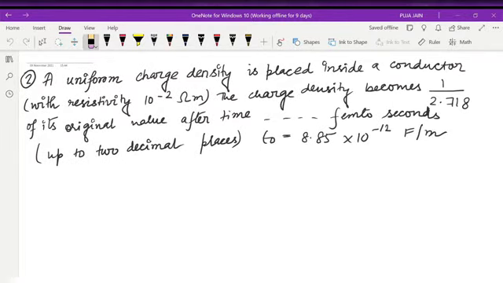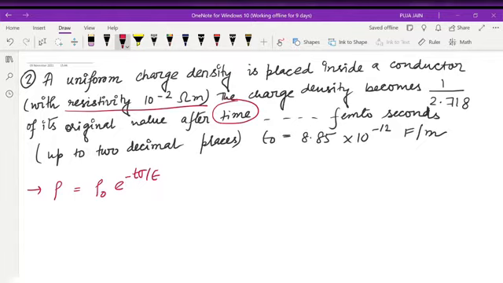A uniform charge density is placed inside a conductor with resistivity 10 to the power minus 2. This time they have given the resistivity. The charge density becomes 1 by 2.718 of its original value after a time, and we need to find the time. We will use the same equation which we have already derived. They have said the charge density becomes 1 by 2.718 of its original value. This was its original value, rho 0, the value of charge density at time t equals 0.